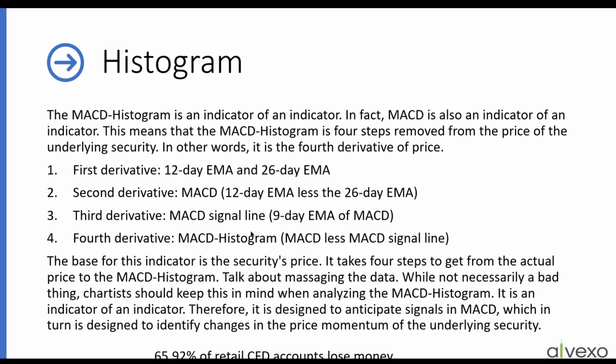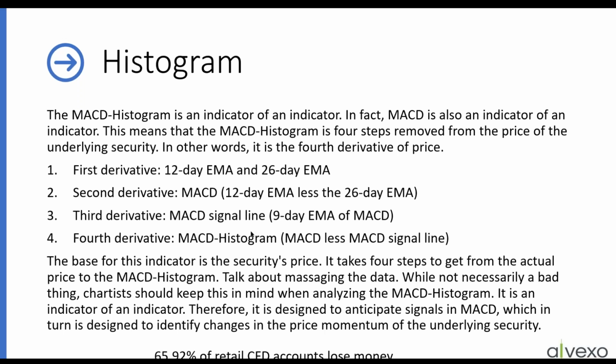The second derivative becomes the 12-day EMA, or the 12-period EMA, less the 26. That was the MACD line that formed that first blue line on the chart. The third derivative is the MACD signal line, which is a 9-day EMA of that blue line. That was the second line we put on the charts. And the fourth derivative is the MACD histogram, which is the MACD less the MACD signal line. So that histogram has combined that first derivative, the second derivative, the third derivative, and given it to you in an easy to see visual format.